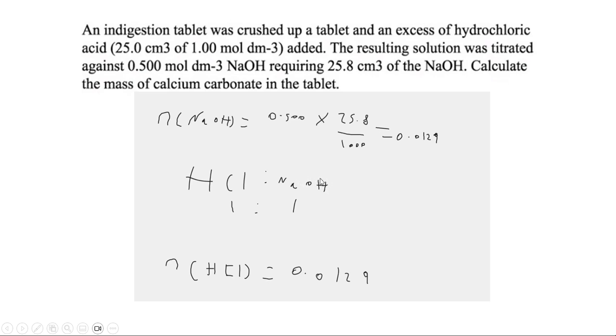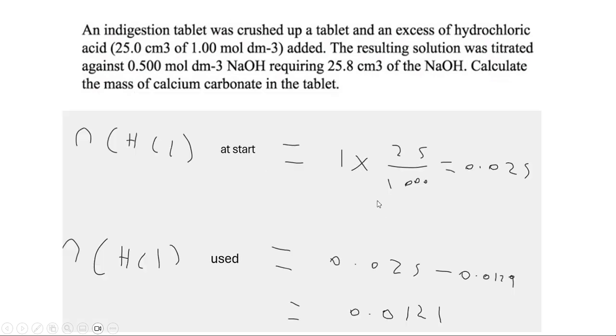Now, what's the ion for the OH? It's a negative one ion. What's the ion for the H? It's a plus one ion. So therefore, if this is plus one and this is negative one, then it's going to be a 1-to-1 ratio. Easy. So n of HCl would also be the same amount, 1-to-1 ratio, 0.0129.